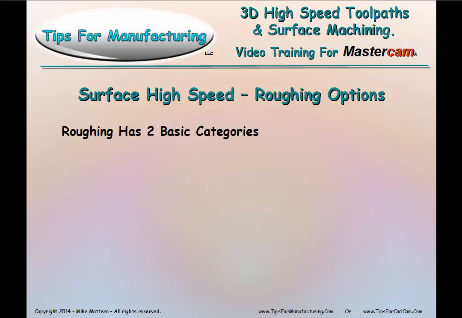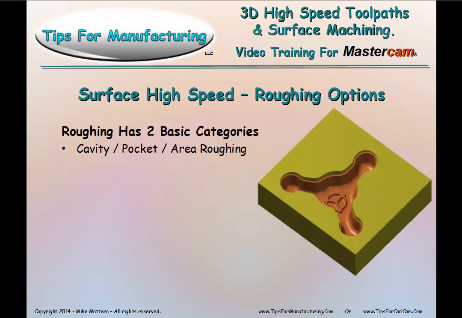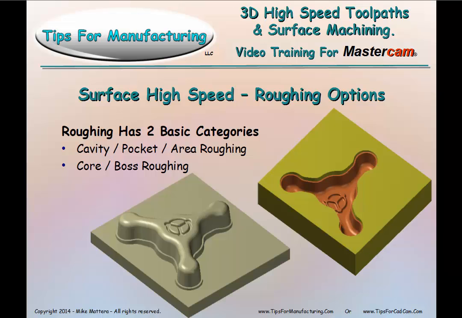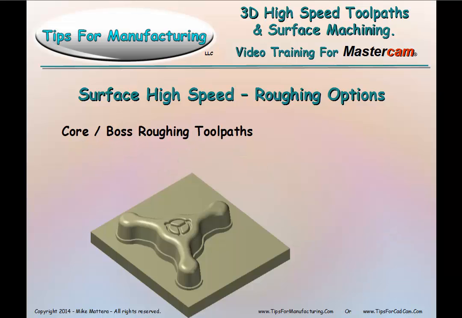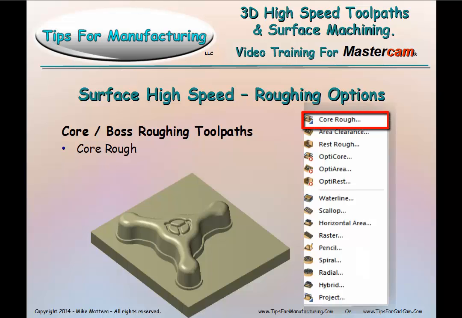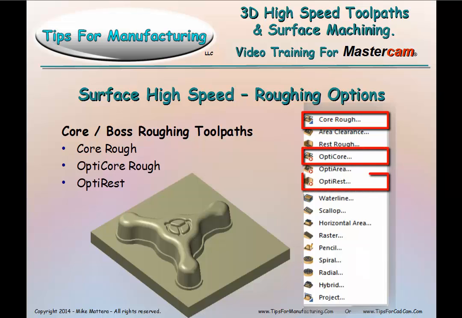So let's talk about these roughing options. Well, roughing has two basic categories. You have your cavity, pocket, area roughing, and then you have your core and boss roughing. So that would be where you're leaving something standing, as opposed to cutting a cavity. So with the core or boss roughing toolpaths, we can pick either core rough, or we could pick OptiCore rough. And we also have OptiRest for getting out the rest of the stock in some of the nooks and crannies.